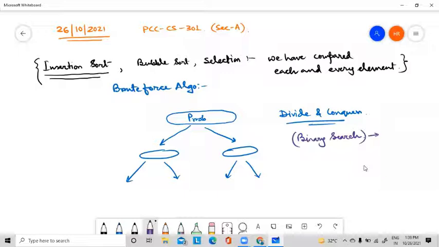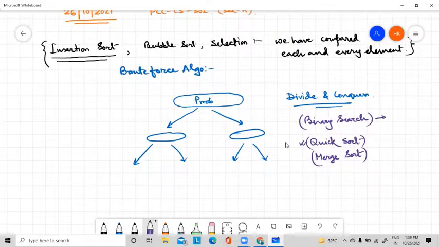Now in sorting, the first divide and conquer algorithm that we are going to check is quick sort. There is another divide and conquer algorithm for sorting, which is called merge sort, but merge sort is very interesting because of some of its properties. We will discuss that later. Before that, we will first discuss the quick sort algorithm.